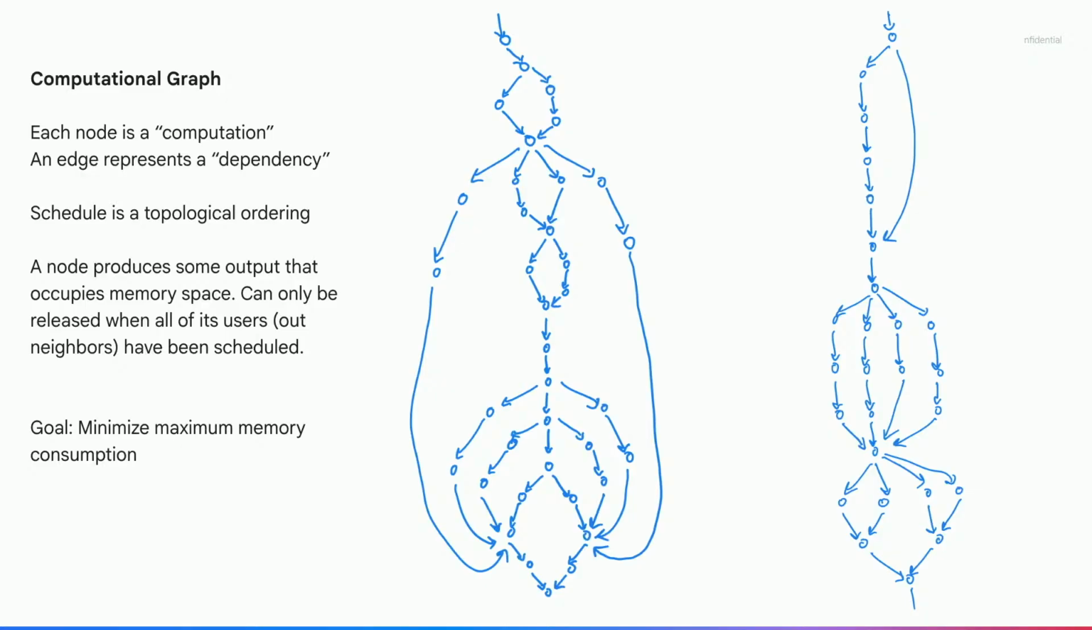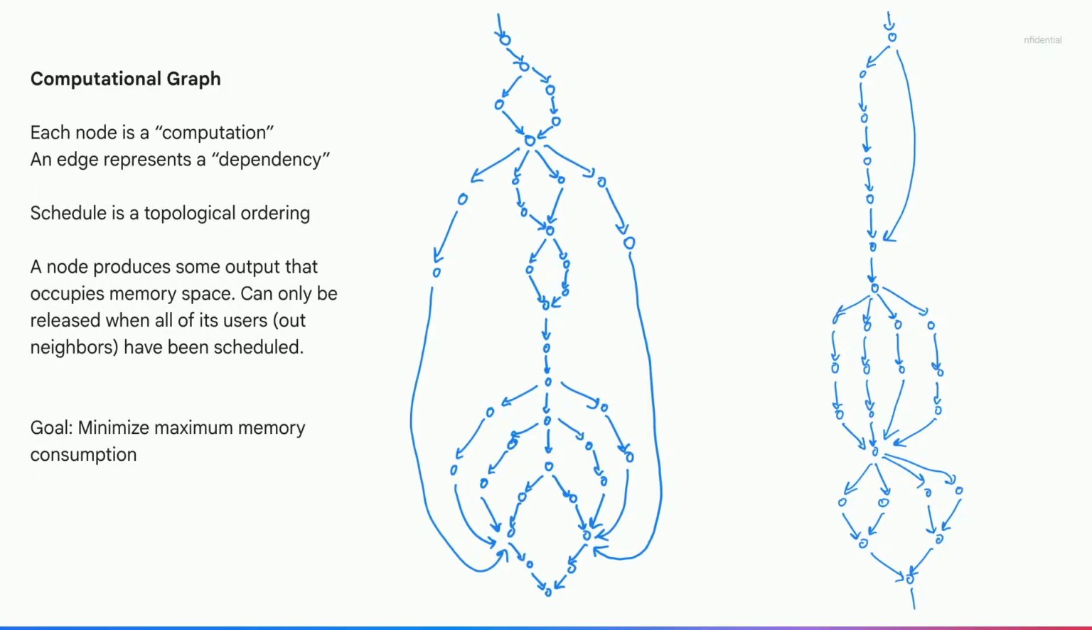Each node produces one object, one tensor, so it has some size. And you have an edge between nodes, and an edge represents a data dependency. An edge from node U to node V says U produced some tensor that is used by V as an input. So what do we want to do given this graph?